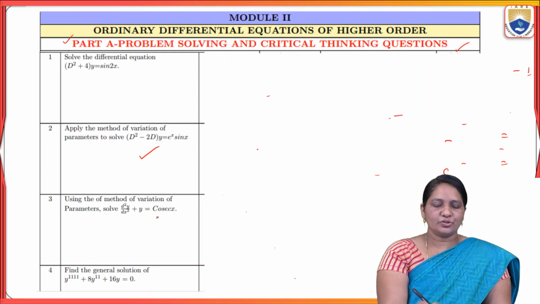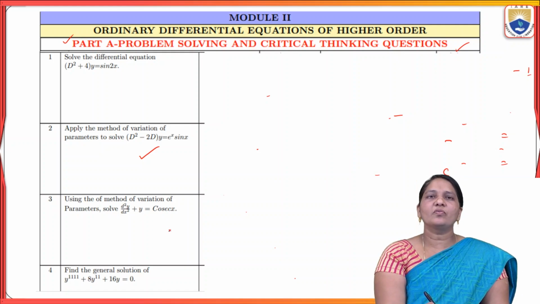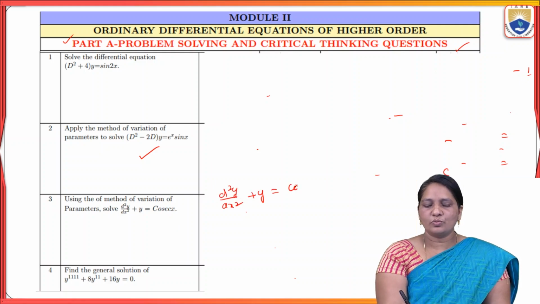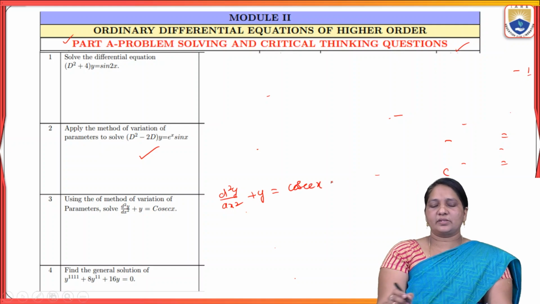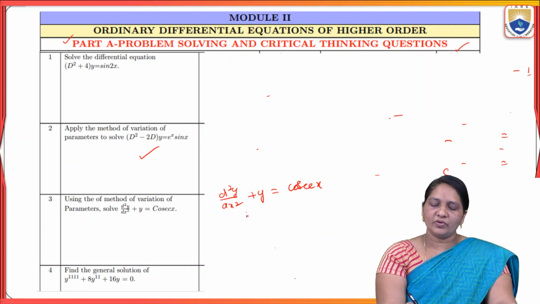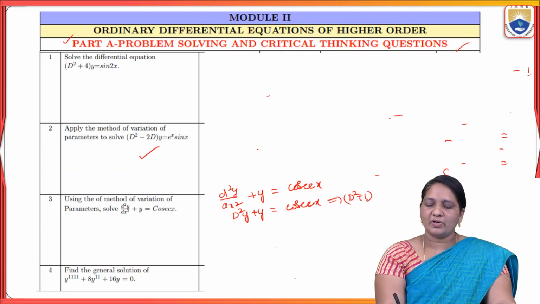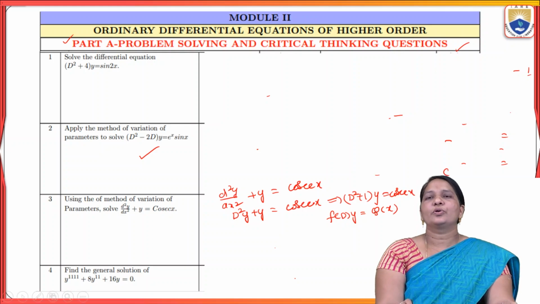So now see the third question. Here also we are using the method of variation of parameters, that is d square y by dx square plus y equal to cosecant x. This is cosecant x. So here we can write this in the f of d form, that is d square y plus y equal to cosecant x. So here d square plus 1 into y is equal to cosecant x. This is in the form f of d into y is equal to q of x.